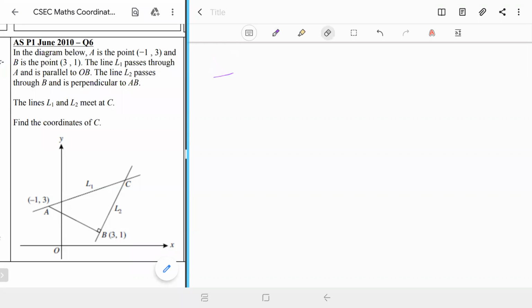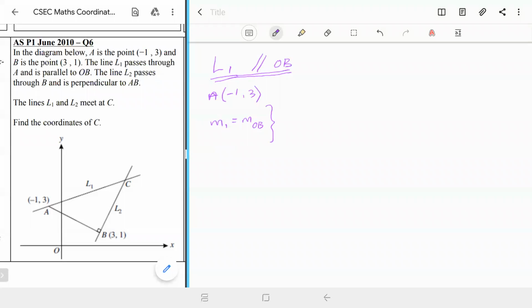The point on line 1 that we know, a point already, is point A, which is -1, 3. We don't know the gradient. But we know that line 1 is parallel. That's what that symbol there means. It means line 1 is parallel to OB. That's what the question told us. So because line 1 is parallel to OB, it has the same gradient as OB. Gradient of line 1 is equal to the gradient of OB.